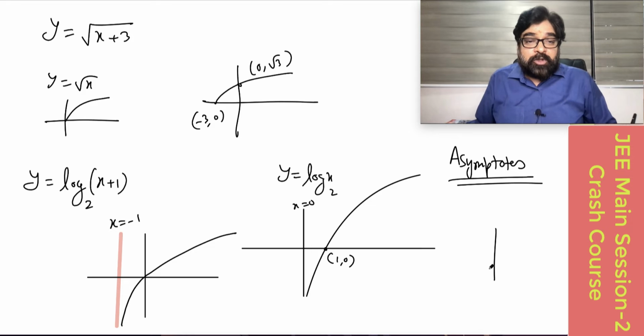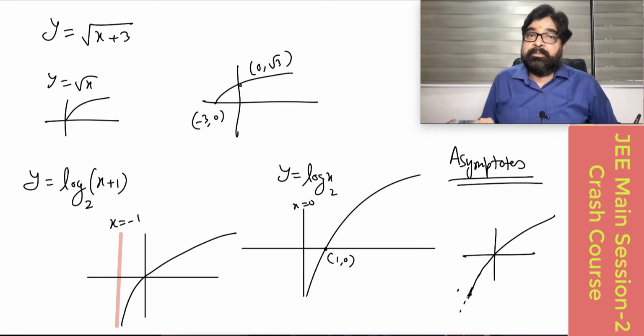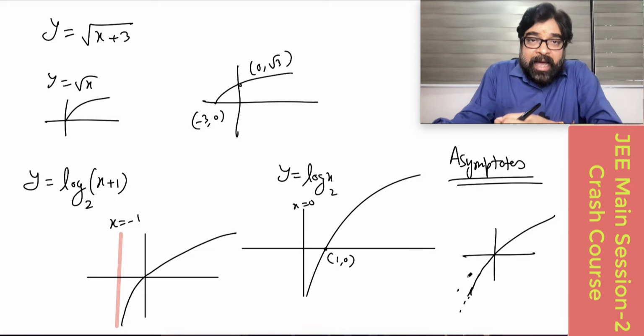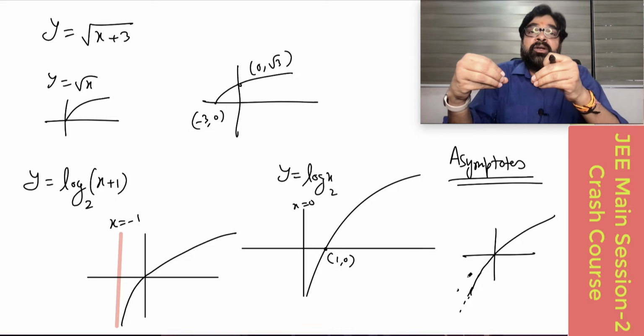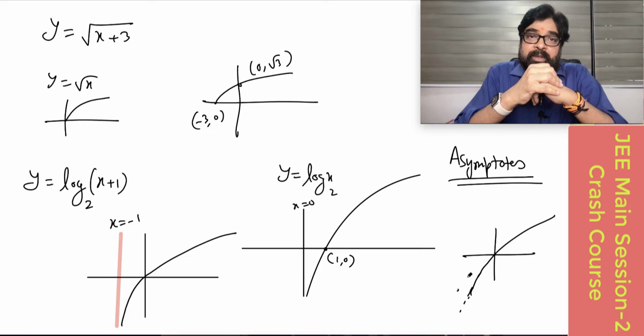Correct? Without the asymptote, if you draw, what will happen? Simply you will draw like this. Achha, sir, 1 unit shifted. What is the feeling that will come? This keeps on going here, which is not possible. Understood my point? So we have to shift. Whenever any constant is added in the x, the graph will shift that many units in the opposite direction. Correct?